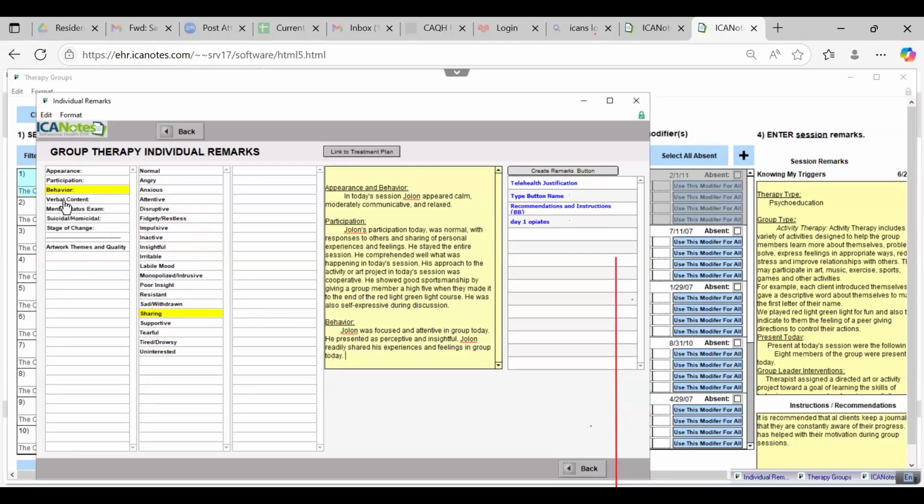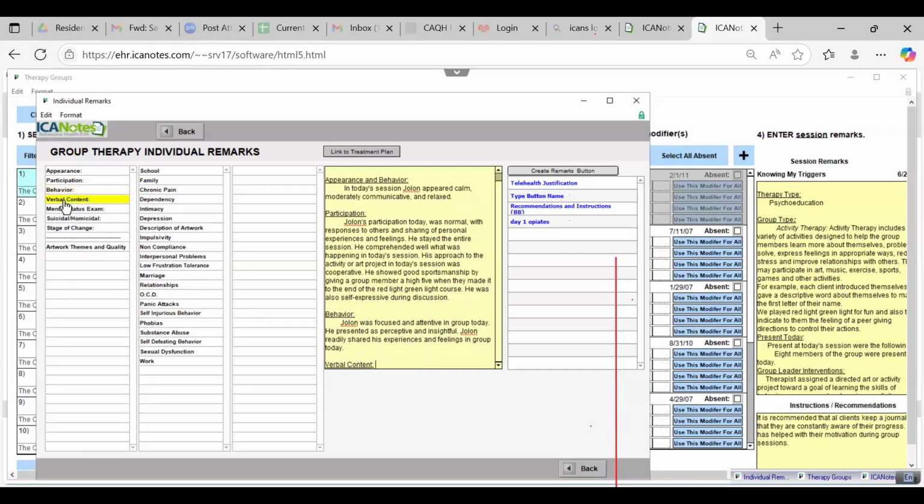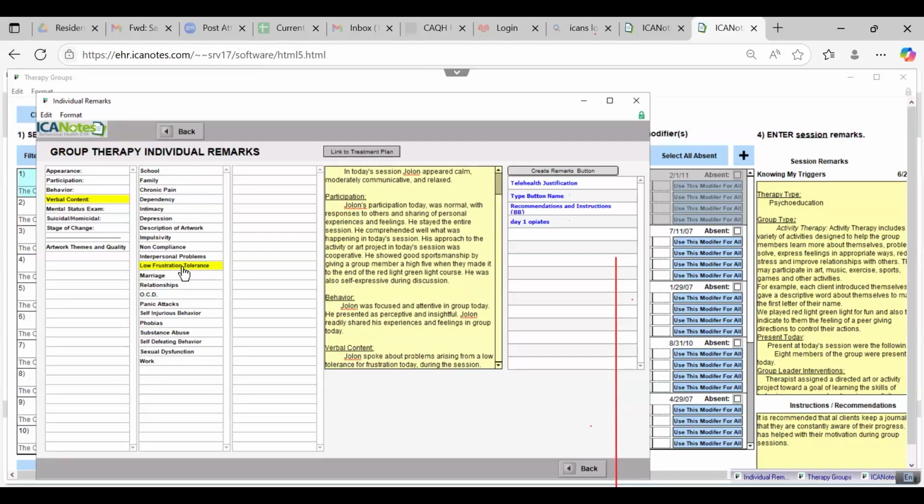All right. So verbal content, that's where we talk about the topics of what they were talking about. So we were talking about triggers, what triggers you. This is also the point where I'm knowing my kids' treatment plans. I know that my guy Jolin is working on anger management. That's his topic, and a lot of the time that comes up in conversation in groups. So he talked about his low frustration tolerance, how nonsense frustrates him. He does not like nonsense. So Jolin spoke about problems arising from a low tolerance for frustration today during the session.